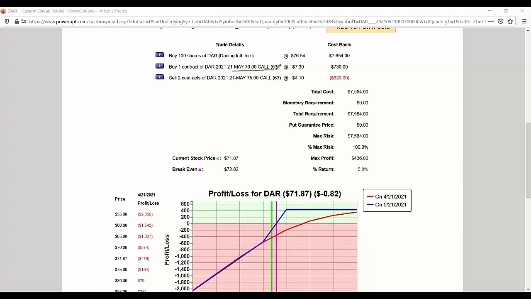Because you bought a 70 call that was essentially received at no cost. Took in 8.20 and paid 7.30. Lower the cost basis 75.64. May expiration. Stock is at 72.82.